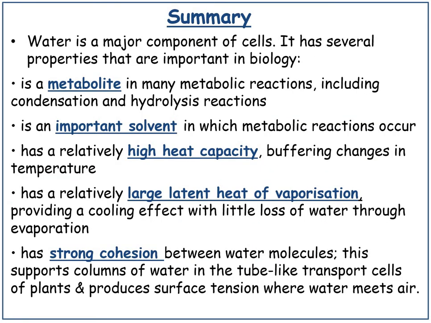So in summary, water is a major component of cells. It has several properties that are important in biology. It's a metabolite in metabolic reactions, including condensation and hydrolysis reactions. It's a solvent in which metabolic reactions occur. It has a relatively high heat capacity, buffering changes in temperature. Has a relatively large latent heat of vaporization, providing a cooling effect with little loss of water through evaporation. Has strong cohesion between water molecules. This supports columns of water in the tube-like transport cells of plants and produces surface tension when water meets air.